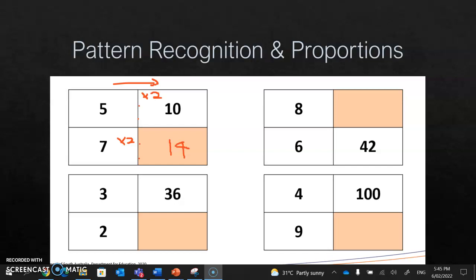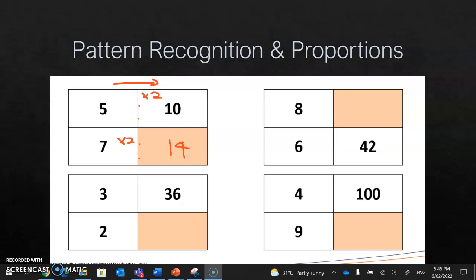Now, I want you to stop the video here. I want you to have a look at the other ones and then click back on once you've had a go at completing these other ones. Draw these in your book as you see them in the boxes, okay? So pause the video and then we can get started again once you're ready.